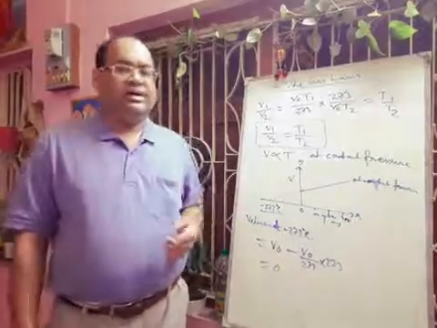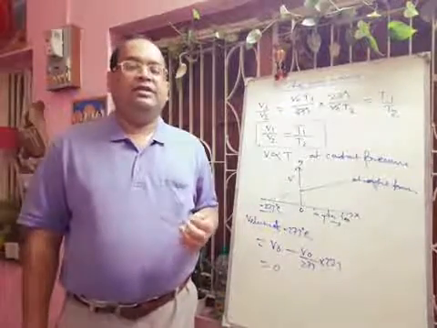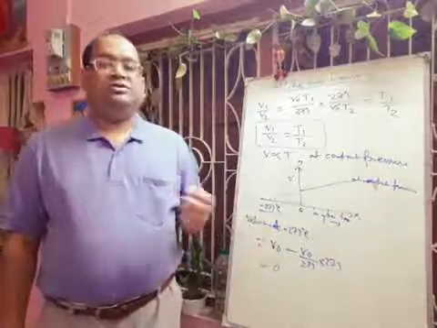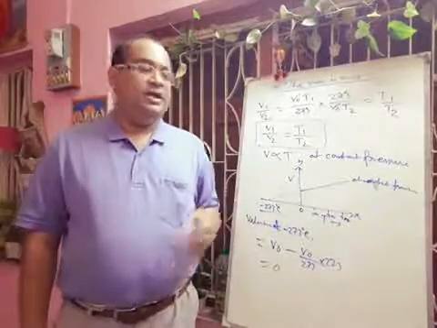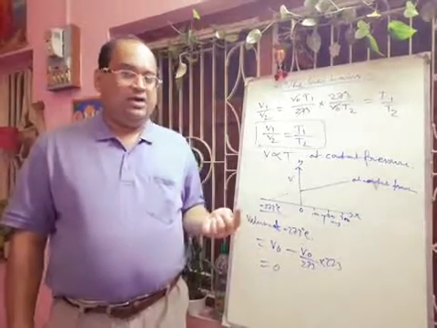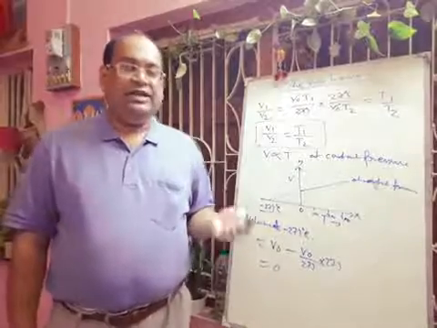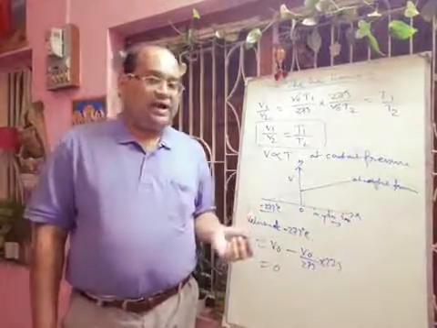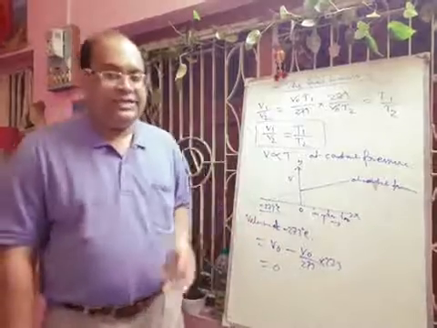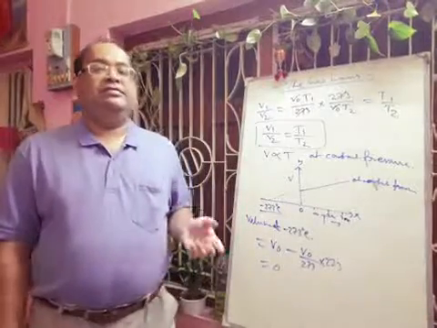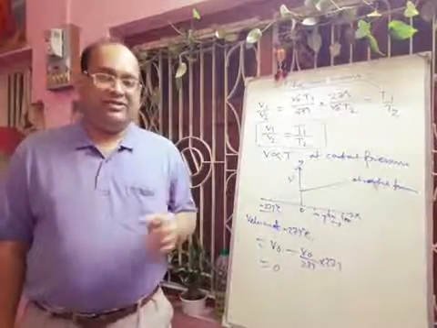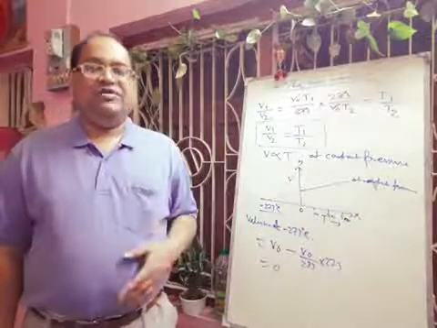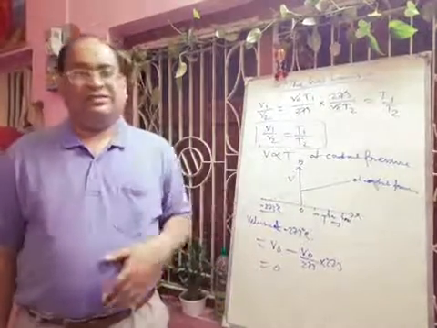Suppose there is 1 degree centigrade, then you have to add 273. That means Kelvin temperature is equal to T plus 273 Kelvin. If there is 1 degree centigrade temperature, definitely in the Kelvin scale it will be 274 Kelvin. If it is the room temperature, 25 degrees centigrade, then we add 25 with 273 and you will get 298 Kelvin. So in this way we can easily convert the centigrade scale to the Kelvin scale.